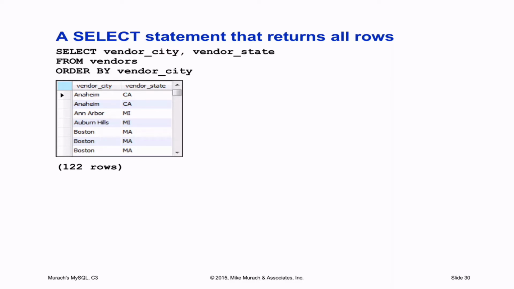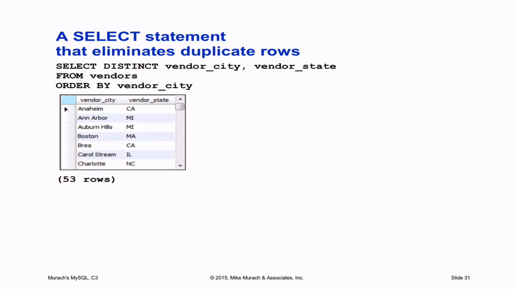This select statement, select vendor city, vendor state from vendors, order by vendor city, is going to return 122 rows. You could limit this with a where statement and say, well, I only want where vendor state equals CA. You could also limit it with a limit clause where you only limit it to, let's say, 2, 3, 4, 5, 6, 7 rows.